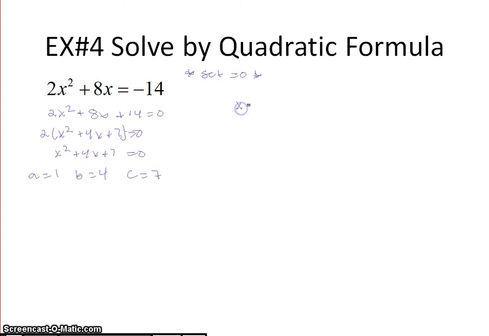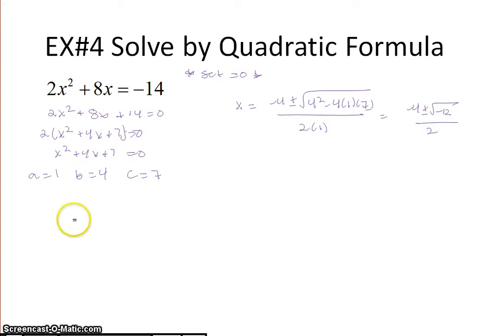So I'm just going to plug it into the quadratic formula. So when I plug it into the quadratic formula, it's -4 plus or minus the square root of b squared minus 4ac all over 2a, which is -4 plus or minus the square root of -12 all over 2. And just as a side note, square root of -12, that's the square root of -1, square root of 4, square root of 3, because -12 is -1 times 4 times 3.